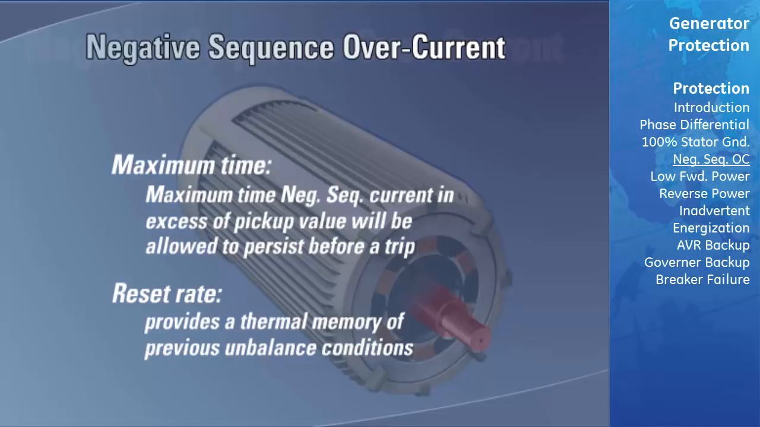Generators are normally able to withstand a certain level of negative sequence stator current continuously. The generator manufacturer will provide a continuous maximum negative sequence phase sequence rating. It is important to note that unusually high negative sequence current levels may be caused by incorrect phase CT wiring.